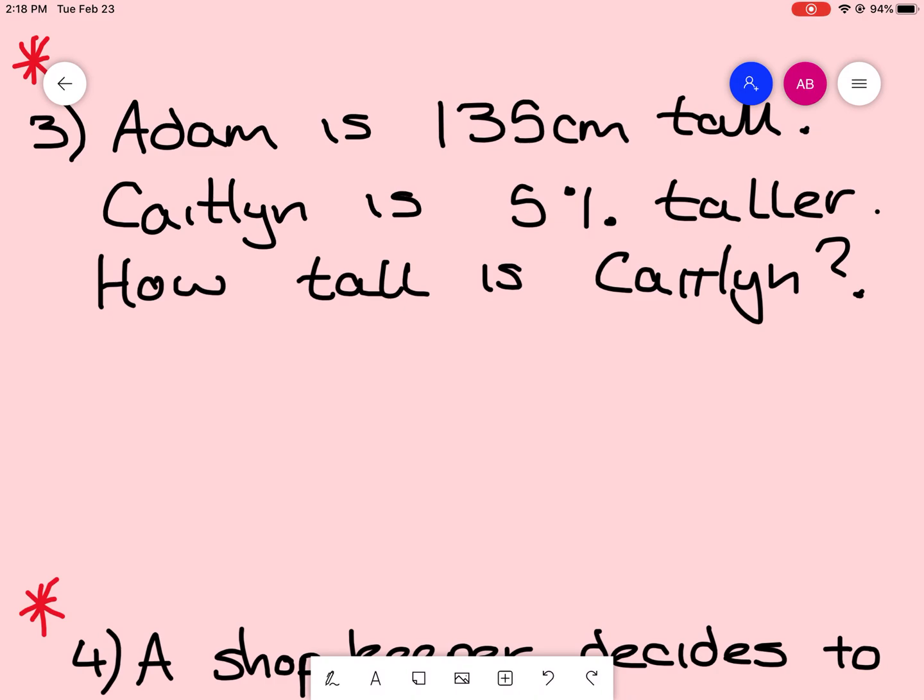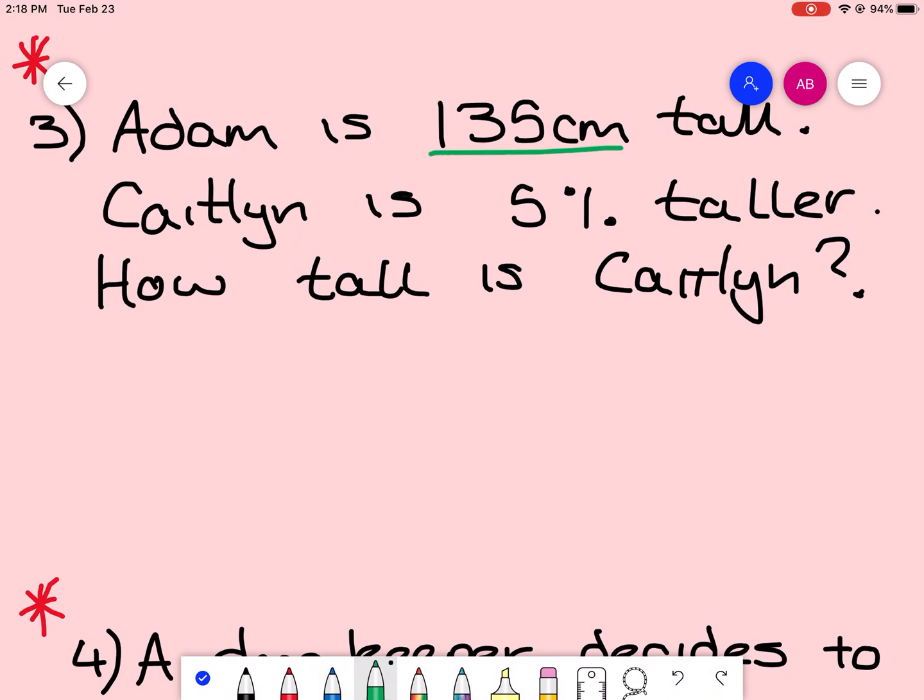Now, sometimes these questions will appear in a context as well, so with a little bit of a story behind them. This one here tells us that Adam is 135 centimetres tall. Okay, so that's our original amount. We are told that Caitlin is 5% taller. So we know we have to increase, because that's the only thing we're doing today is increasing. But we also know to increase because taller would imply a larger amount, so a bigger amount.